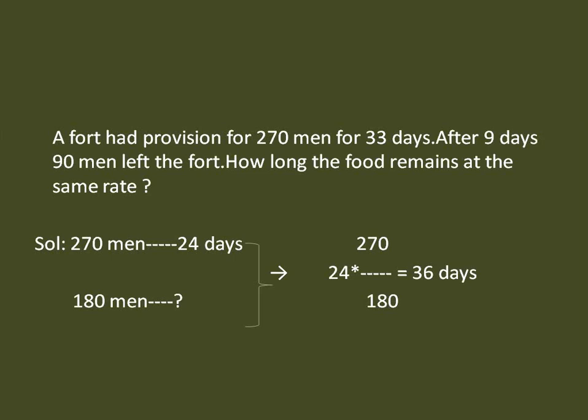Again I am telling, for 270 men 24 days the food will come. The same food, how long for 180 men will come? Definitely it will be more than 24 days because men have reduced. So food will come for some more days than actual. So 24 into 270 by 180. Upon cancellation, 36 will come.